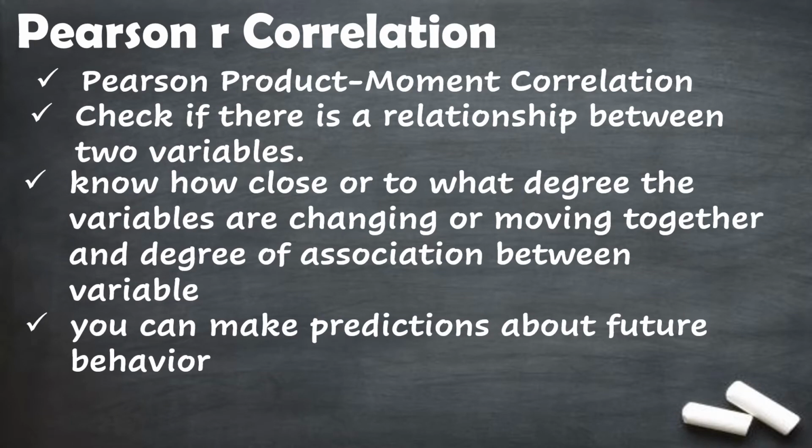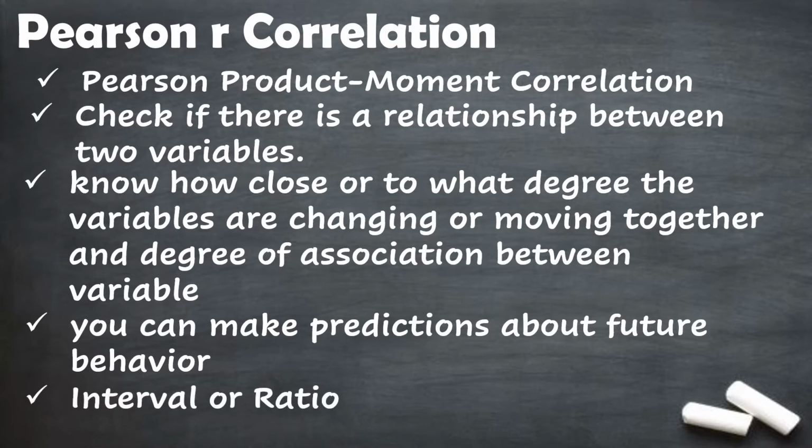Now, for example, we know that these two given variables have a positive relationship with each other. So we know that if the value of the first variable increases, the value of the second variable also increases. Or if we have a negative relationship between the two given variables, if the first variable increases, the second variable decreases, or vice versa. So that's what we call predictions about future behavior.